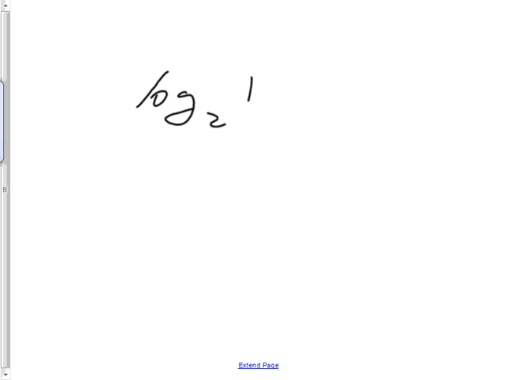How about this one? Log base 2 of 1. You are exactly right. Answer 0. Try it on the calculator if you don't believe me. Log 1 divided by log 2, and you'll get 0.